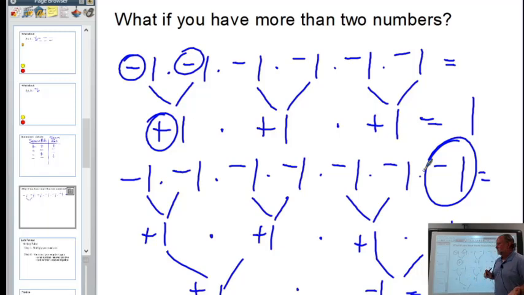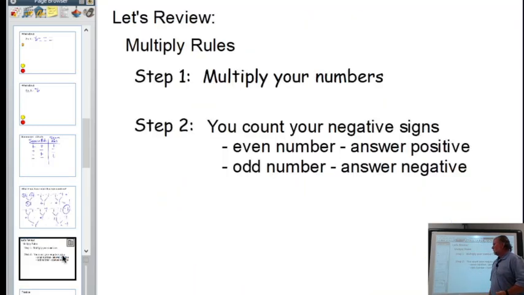Okay, so we've got two basic steps for multiplying then. Step number 1, and this part I do need you to write down, so please make sure you write this down. Step number 1 is we're going to multiply our numbers just like always. Step number 2 is we're going to count our integer signs. All you got to do is count your negative signs. Count your negatives. We don't care about the positives. We only care about the negatives. So you count your negatives.